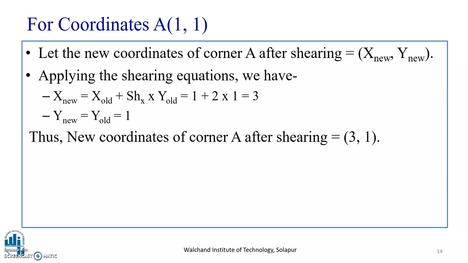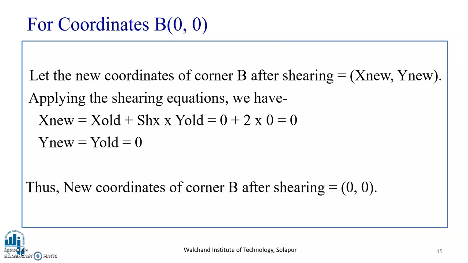Now for coordinates (1, 1), we have the new coordinates after shearing, x new, y new. x new is equal to x old plus SHX into y old, that is 1 plus 2 into 1. Because 2 is the shearing in the x direction, we get the answer 3, and y old remains the same. Thus the new coordinates of corner A after shearing are (3, 1).